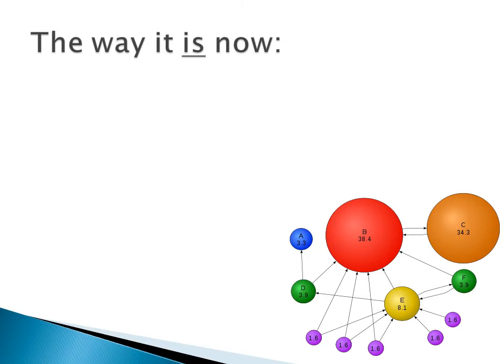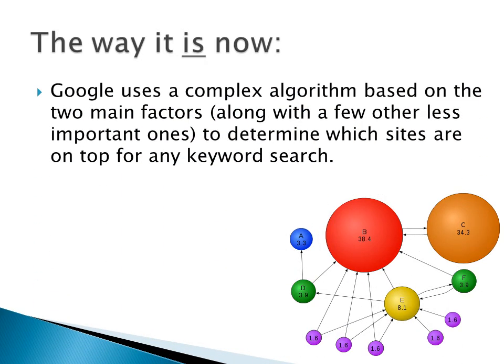Let's talk more about the way it is now. What Google does is it uses a complex algorithm based on those two main factors, keywords and incoming links, along with a few less important ones, to determine which sites are on top for any keyword search.